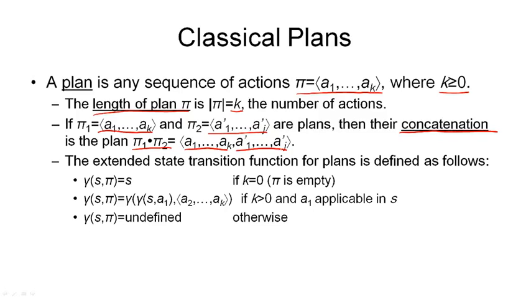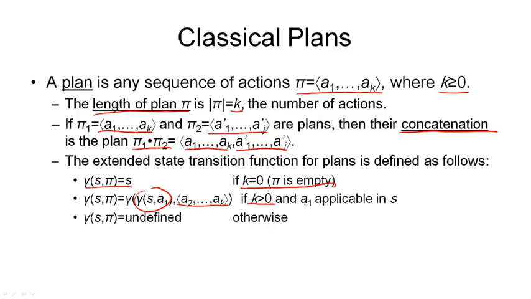We can also extend our state transition function as follows. We can define a state transition function for a state and a plan by defining that it is the state from which we start if our plan was empty. So if there were no actions in the plan, we simply remain in the same state. But if there were actions in the plan, so k was greater than 0, then what we do is we first execute the first action. That gives us a new state. And then we apply the state transition function recursively to the remainder of our plan.